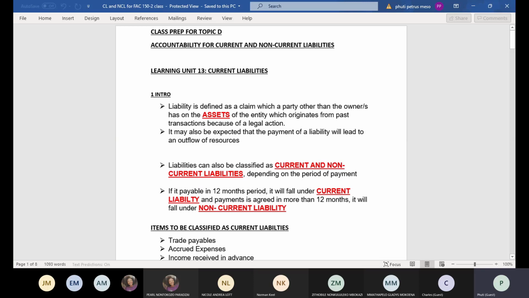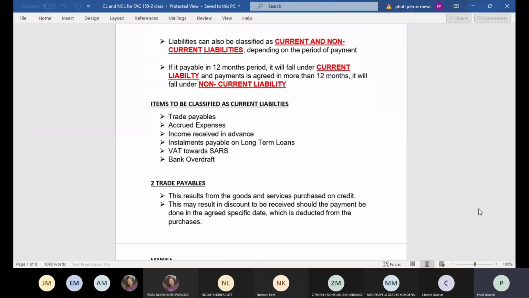the current liabilities. Okay, just a moment, guys. I don't know what is wrong with my laptop. It's not moving. Okay, there it is.